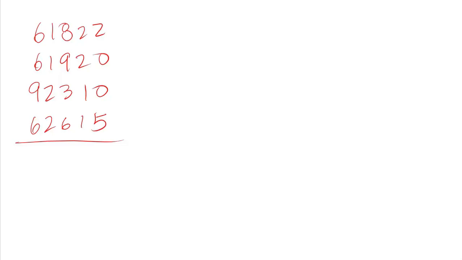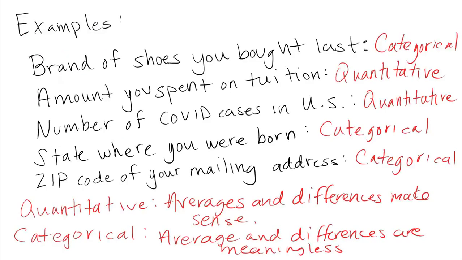Or if I subtract 2 zip codes. If I took your zip code and subtracted my zip code, does that say how much better one location is than the other? No, that doesn't mean anything. That difference is meaningless. So with quantitative variables, you can find averages. You can talk about average tuition or the average number of COVID cases over time or something like that. Right? You can talk about the difference in the number of COVID cases because they've gone up or they've gone down, or the difference in tuition, who's spending more money. There, the averages and differences make sense because those 2 variables are quantitative.